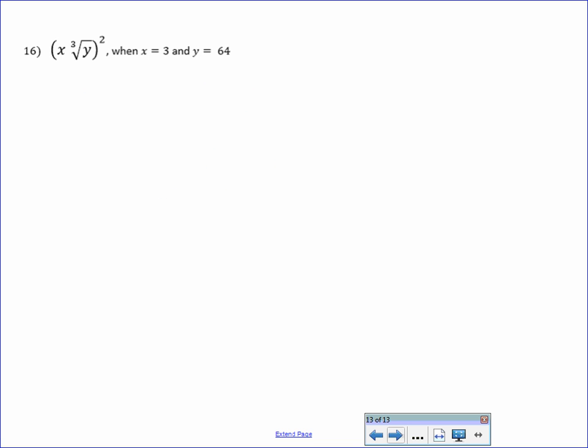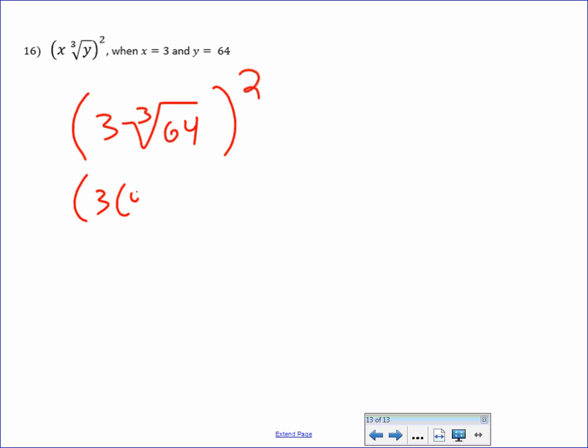Now the last problem. So this is going to be 3 times the cube root of 64, but everything inside the parentheses is going to be squared. I'm sorry, that parentheses was almost. And so first we have to evaluate the cube root of 64, which is 4. So this is 3 times 4 squared, which is 12 squared, which is 144.